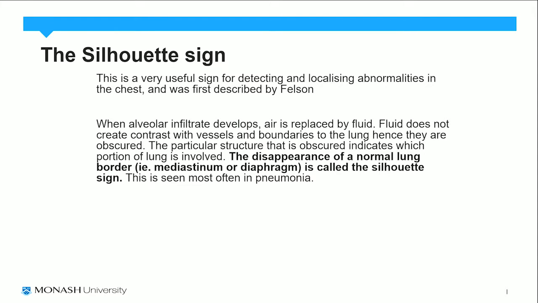The silhouette sign is a very useful sign for detecting and localizing abnormalities, and it was first described by Felson. So when the alveolar infiltrate develops, the air is replaced by fluid, and the fluid does not create a contrast with the vessels, and therefore the boundaries of the lung become obscured. And this particular structure that is obscured indicates which portion of the lung is involved. This disappearance of the lung border, for example, either the mediastinum or the diaphragm, is called the silhouette sign, and it is most commonly seen in cases of pneumonia.